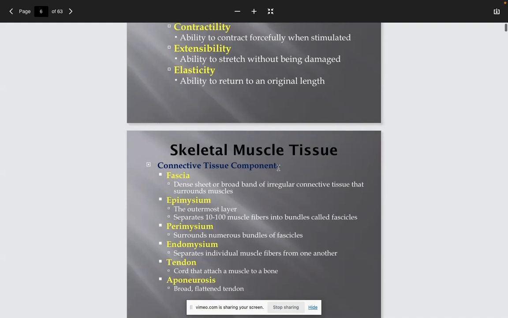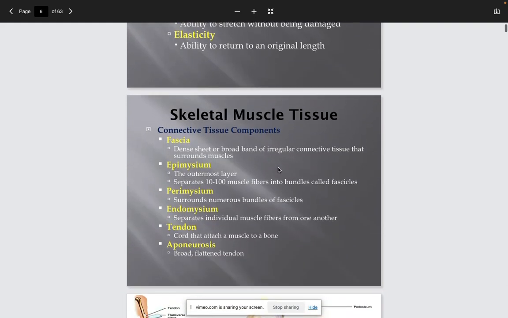Skeletal muscle tissue, again, these are going to be the different components of the tissue itself. I would like for you to know these as well. If you know some of these, the prefix is going to make sense to you guys. So fascia. Fascia is just going to be this irregular connective tissue that surrounds muscle.